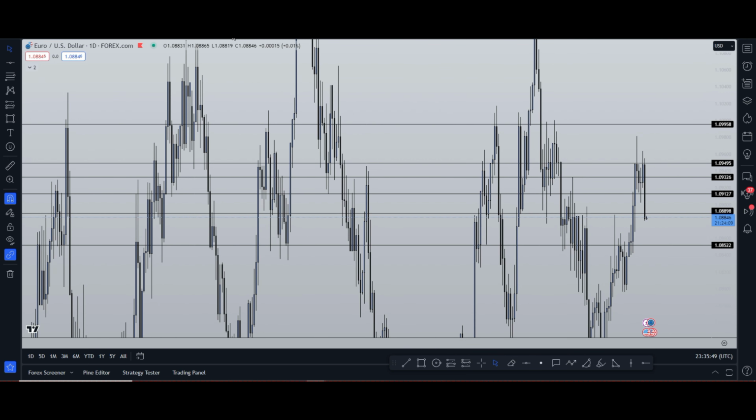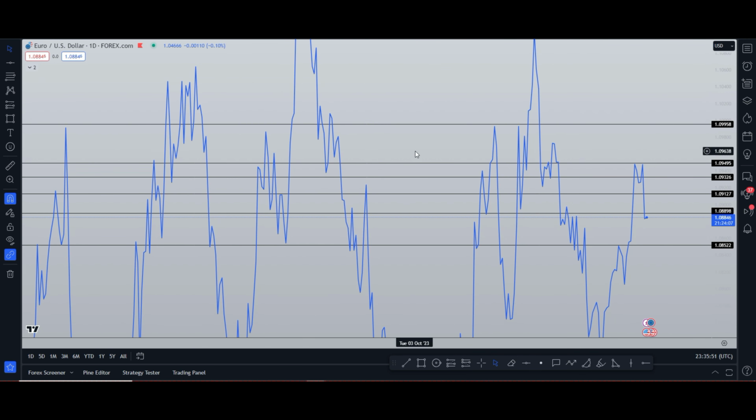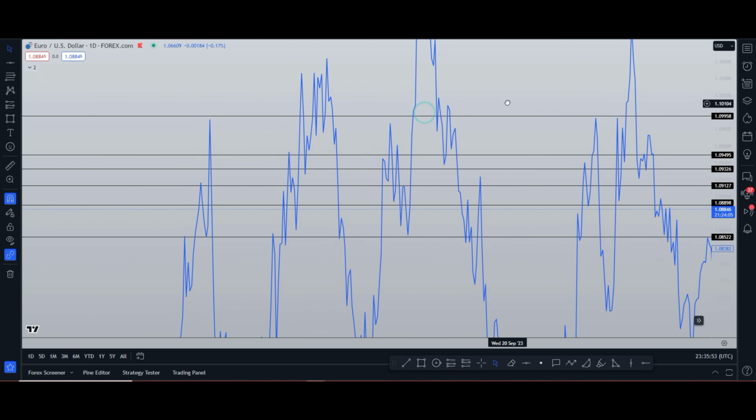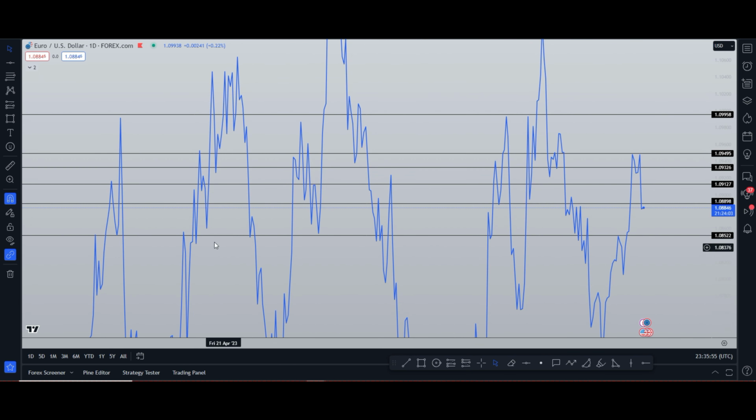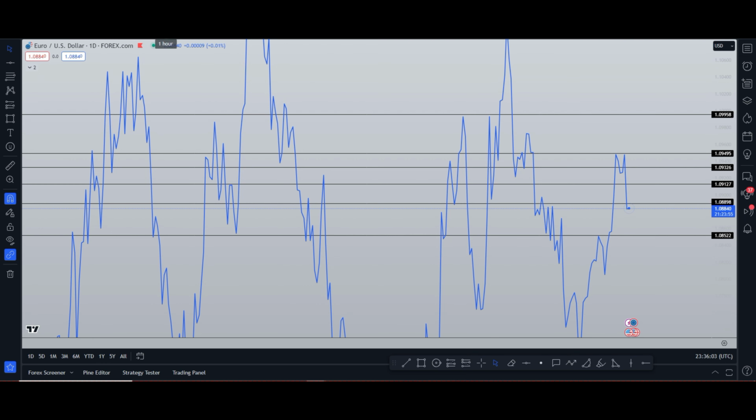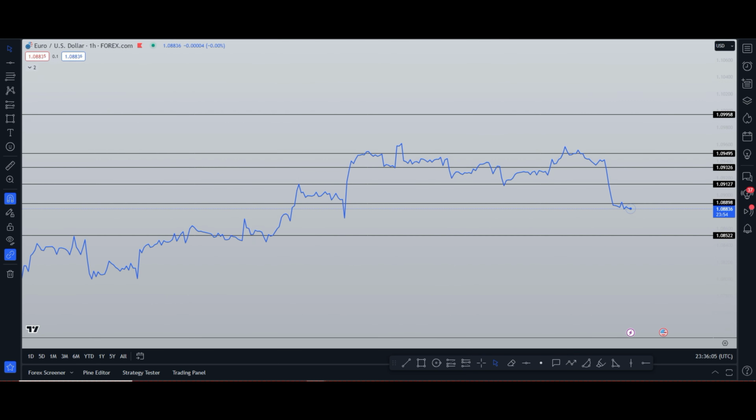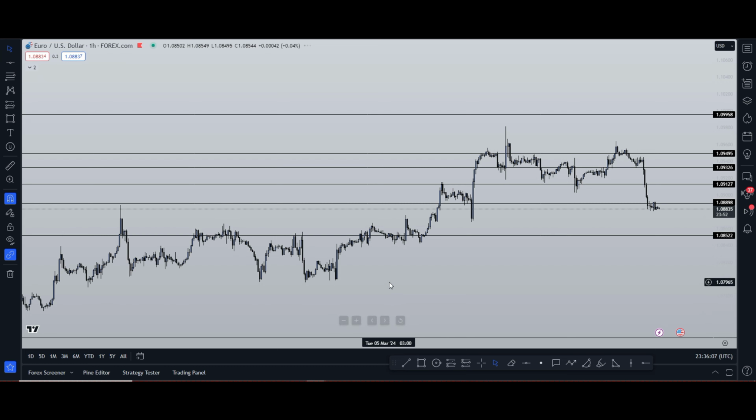Straight away, if we draw on the line chart, this is the easiest way to draw the key levels. As you can see, these rejections here, you can draw the daily, you can draw the 4-hour. They're the best zones to work from in my personal experience. And if I go back to the 1-hour time frame, then we go down to the candles.